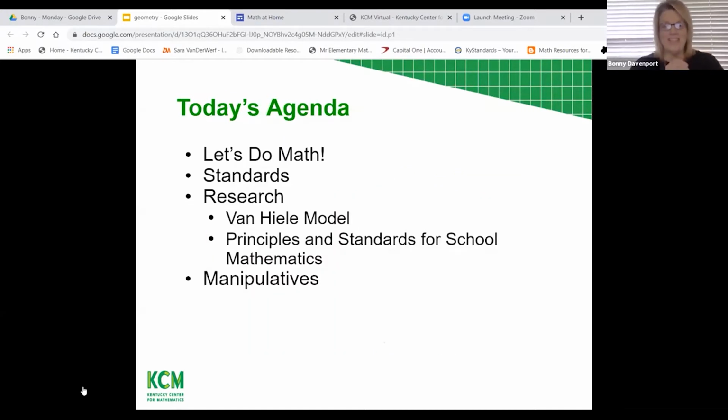Okay, so let's get into it. Today's agenda: let's do some math, and then we're going to talk about the standards and look into a little bit of research, the Van Hiele model, and Principles and Standards for School Mathematics. And then finally, manipulatives, which are essential in all mathematics, but especially in geometry.